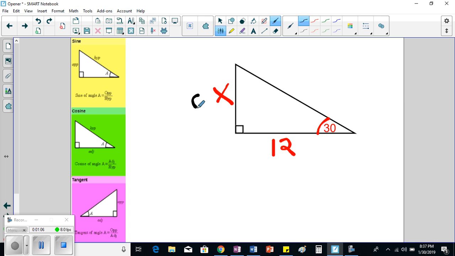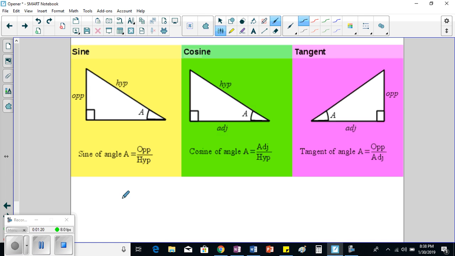So in this case, the X here is our opposite. This is obviously adjacent. Then you're going to identify whether opposite and adjacent is used to make sine, right here, or cosine, or tangent. Now that's the new thing. Here are the rules for those.